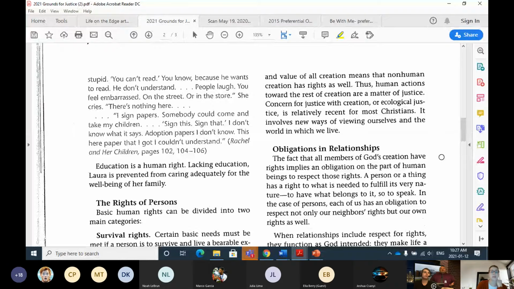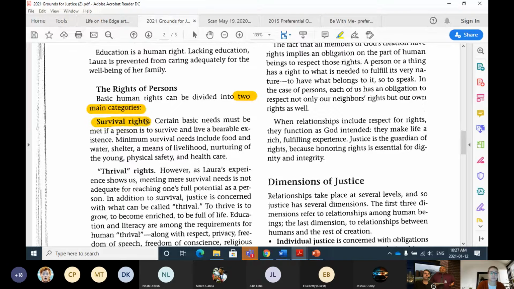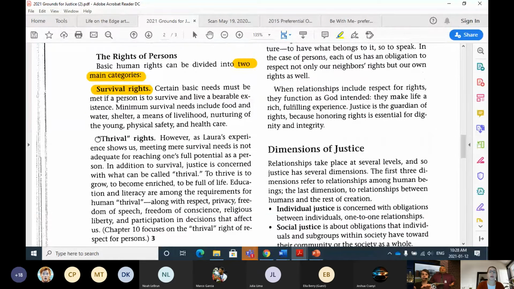So, the rights of persons. Basic human rights are divided into 2 main categories. So you have survival rights. These are the certain basic needs that must be met if a person is to survive and live a bearable existence, basically. Minimum survival needs include food, water, shelter, a means of livelihood, nurturing of the young, physical safety, and healthcare. And then you have thrival rights.